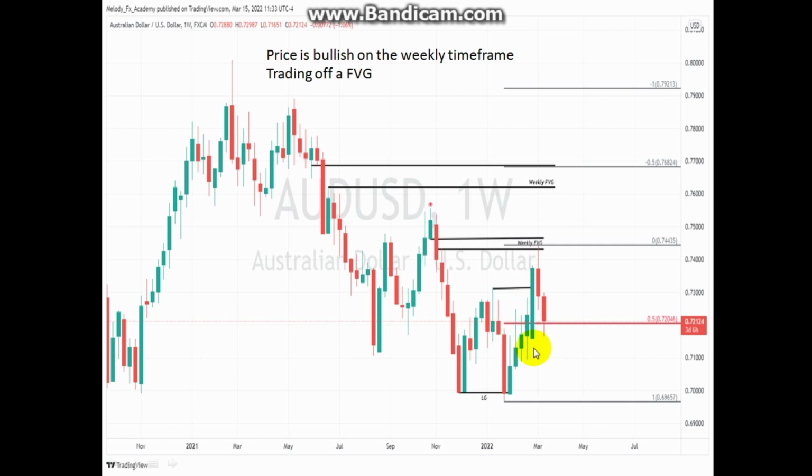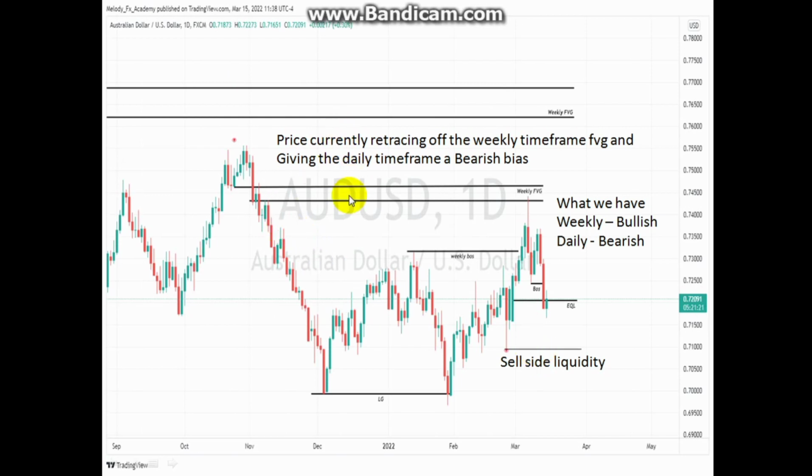Let's go down to our next time frame, the daily time frame, and see what we have. Notice this is that weekly fair value gap right here, and this is that old high. Notice we also have a weekly fair value gap above this old high. This is one of the reasons I might be expecting some more bullishness on the Aussie dollar.